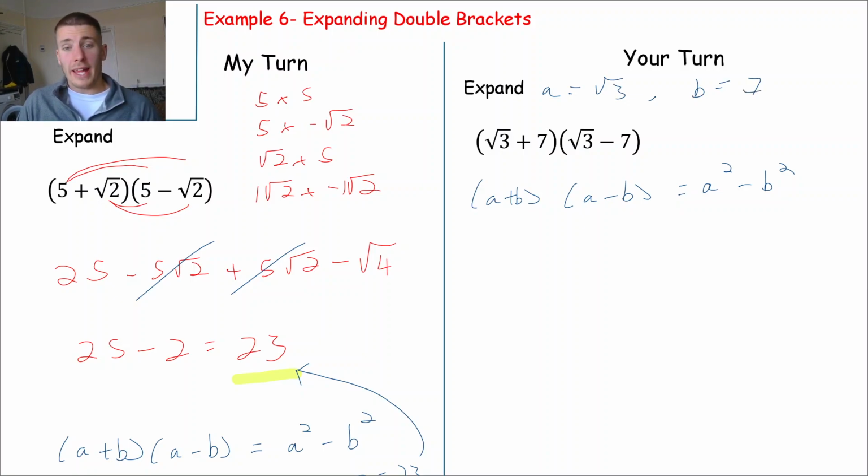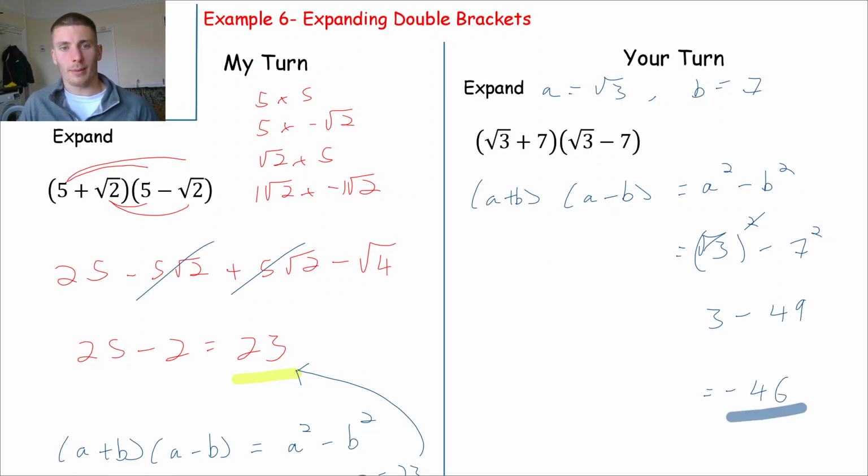Therefore, what's root 3 squared? Root 3 all squared, take away b squared, b is 7, so take away 7 squared. Root 3 squared, the root and the square cancel, you just get 3. Take away 7 squared is 49. 3 take away 49 is equal to negative 46, and that is your answer for this one. You could, if you wanted to, have gone through each term, root 3 by root 3, root 3 by negative 7, and so on and so forth, but if you can, let's try and save some time.